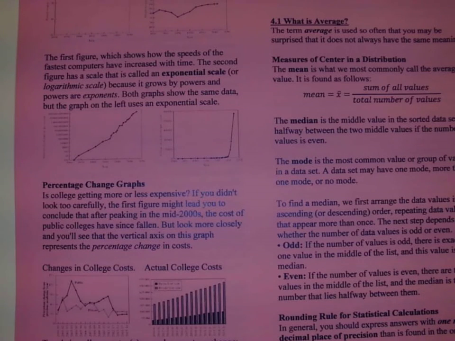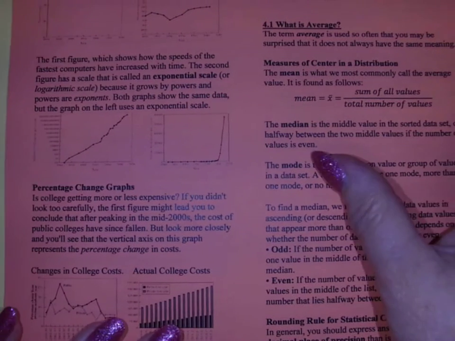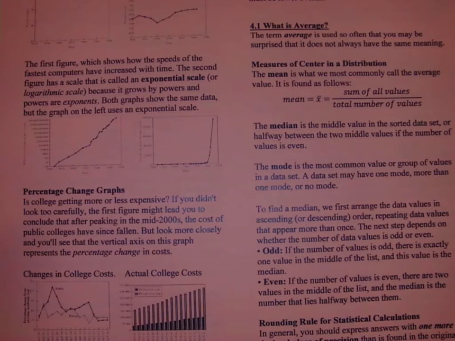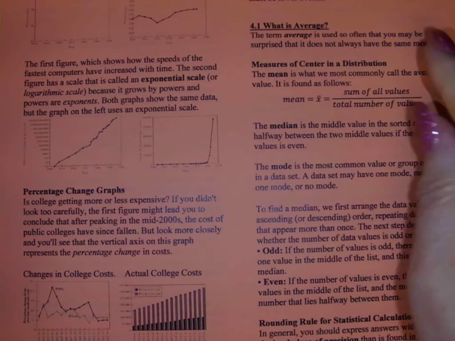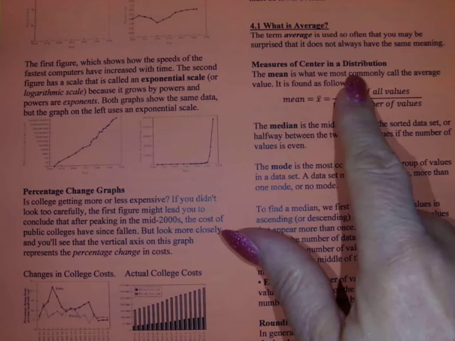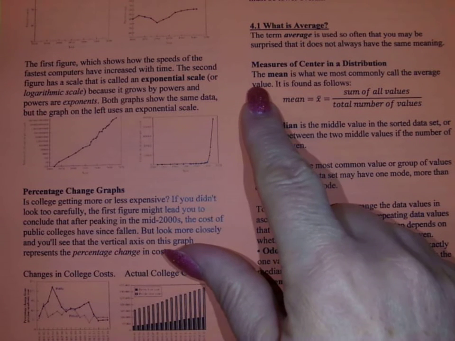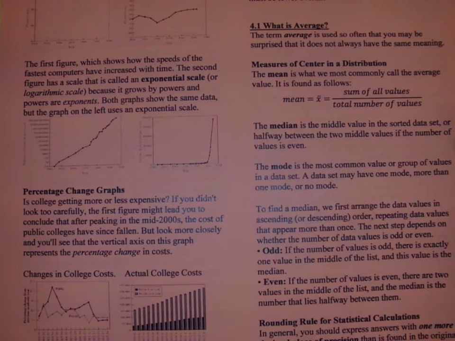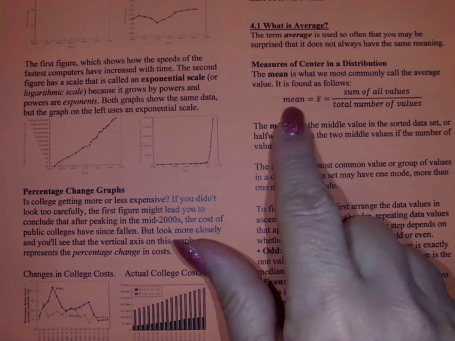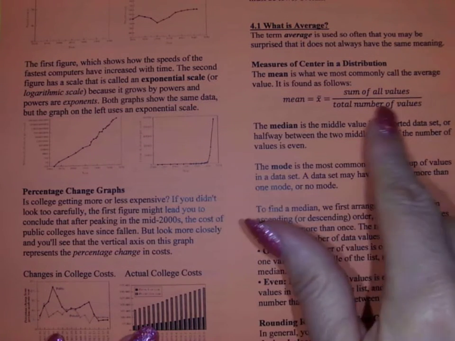Okay, so we're going to talk about what is average. The term average is used so often that you may be surprised that it does not always have the same meaning. So measures of center in a distribution, we're going to talk about the mean, which is most commonly called the average value. And it's found as what we see here.